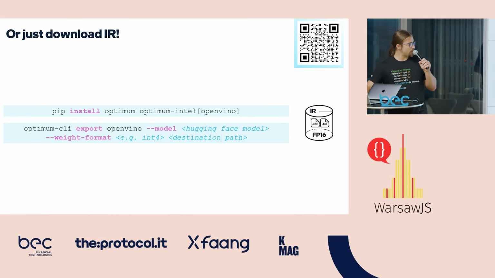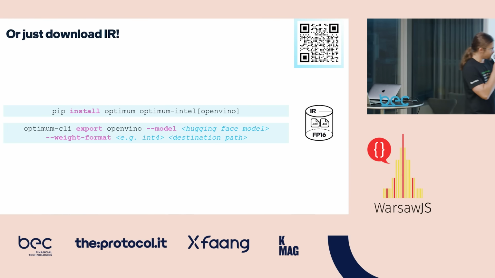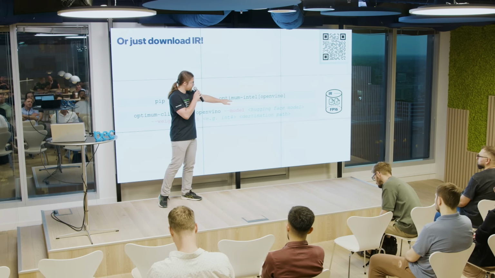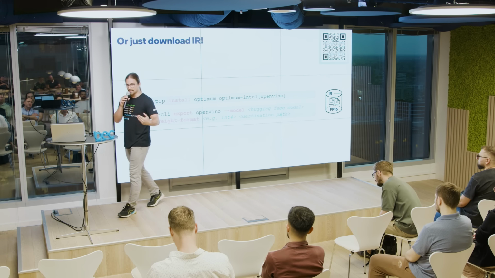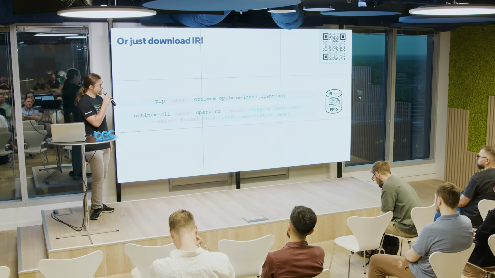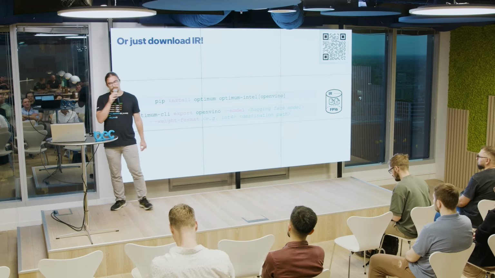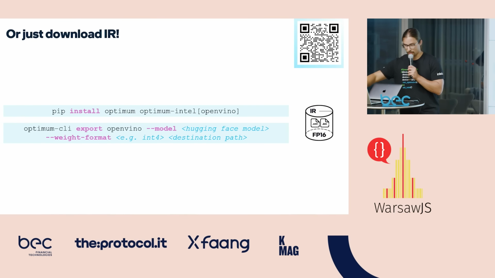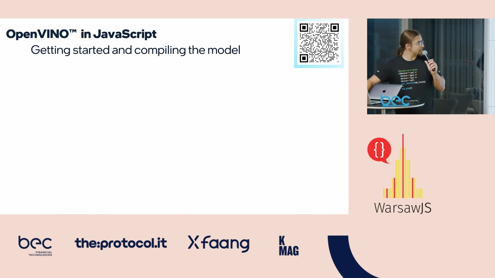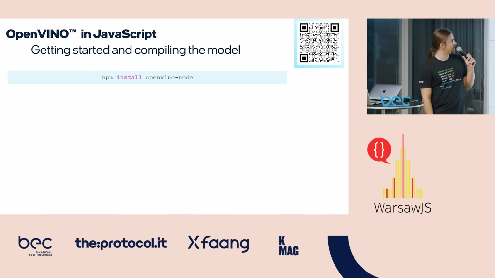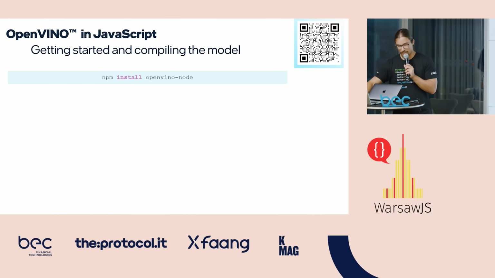You can also download IR format from Hugging Face. You just need to install Optimum Intel. This is an extension to regular Optimum, and you can export in OpenVINO format directly from Hugging Face. Okay, so now we can talk about JavaScript, which is why I'm here.